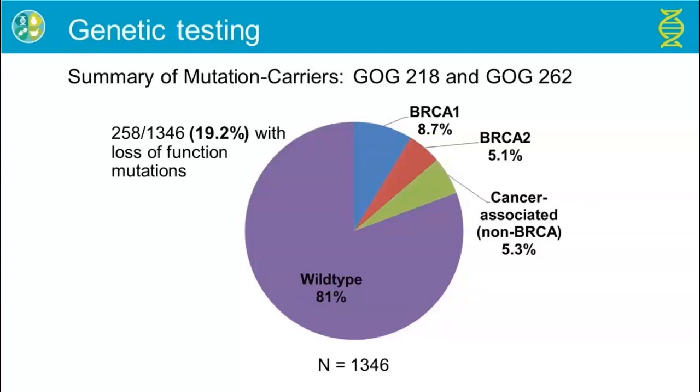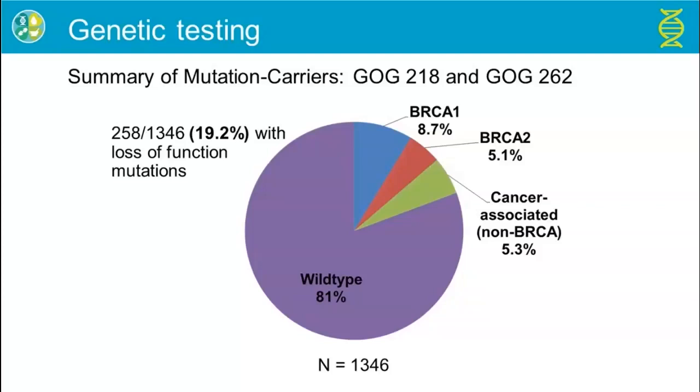The reason this is important information is that it isn't based on people who were very young when they were diagnosed or had a strong family history. It's really saying, the general overall population of ovarian cancer, what do we see when we do genetic testing? What you see here in purple is that the vast majority of patients in this study, 81%, were wild type, which meant they had no identified germline mutations.